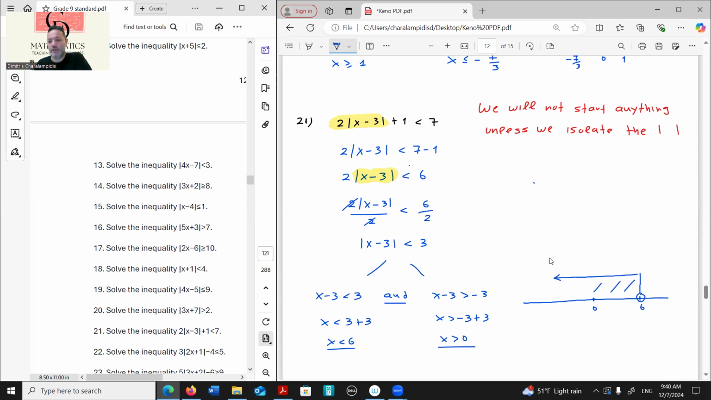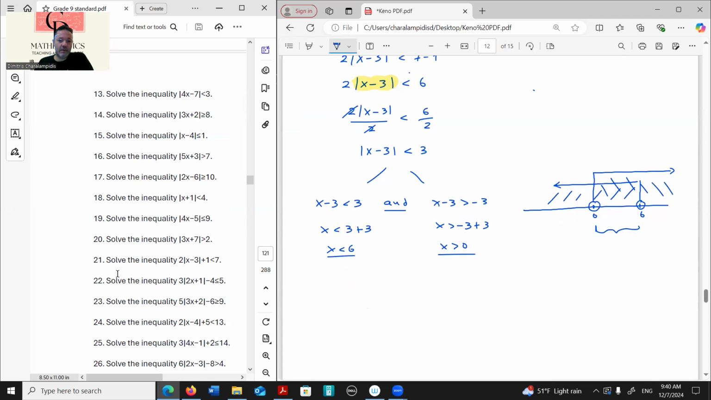So all these. But at the same time, I want it to be greater than 0. So greater means that I will have an empty circle. Greater than that to the right. Since I used the word and as an interconnecting word, this means that these would have been the solutions.